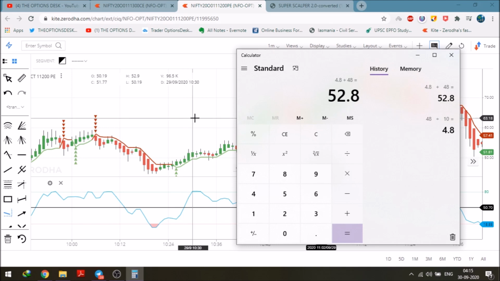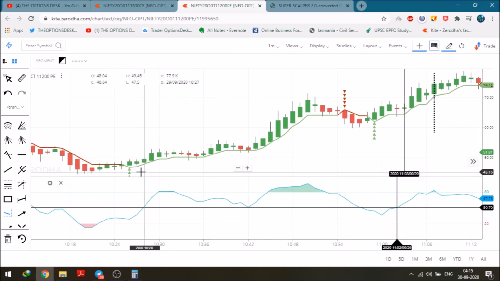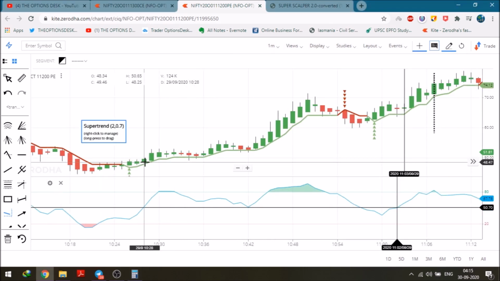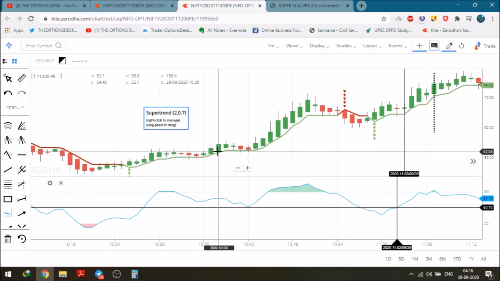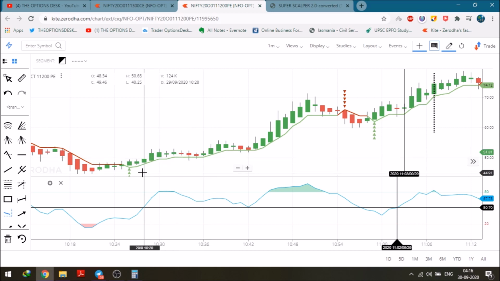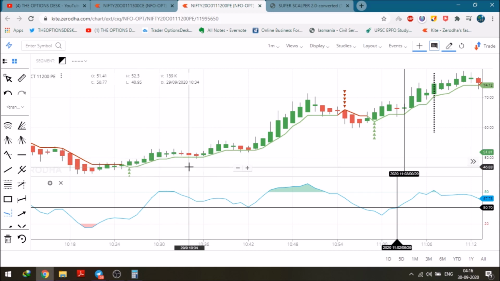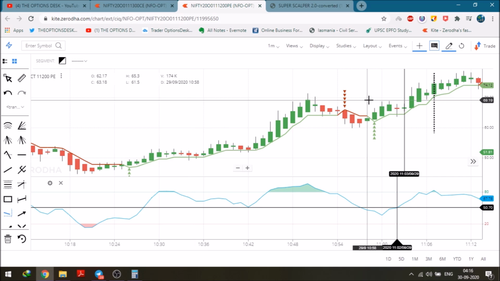Now let's see. I took an entry at this particular point, let's say at around 50. 50 plus 5, 55. I booked here somewhere and exited the trade. My stop was 48.25, and 48.95 is the low. The stop loss didn't get hit, and I exited out of the trade.